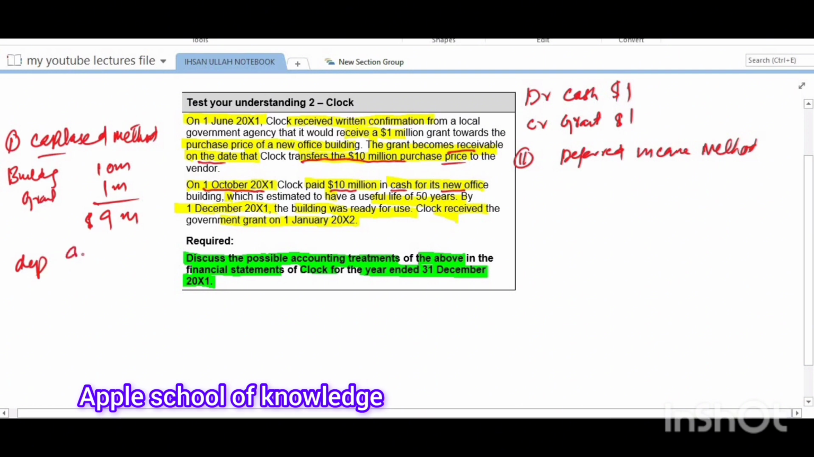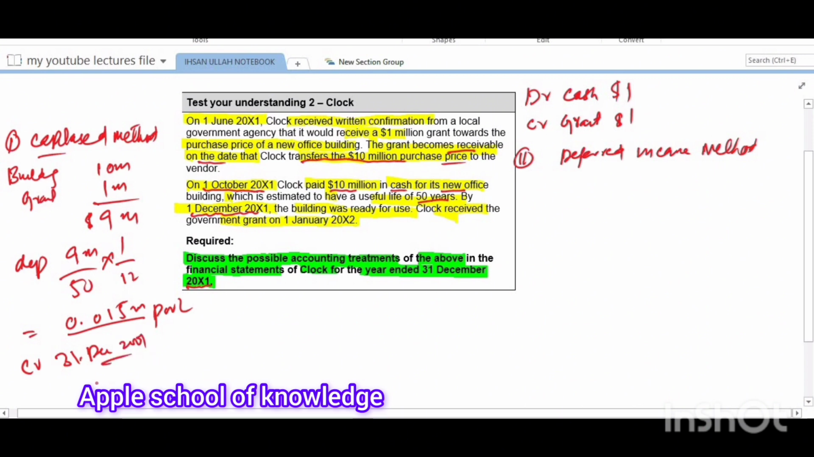So 9 million divided by 50, and this is the years. Clear? Plus from 1st December 2001, and we are reporting for this, so it will be 1 by 12. So the depreciation will be 0.015 million. That will be depreciation for this year, and this will be charged to profit or loss. Now the carrying value at 31st December 2001 will be 9 million less this amount, and you will get 8.985 million. This is by the capitalization method.